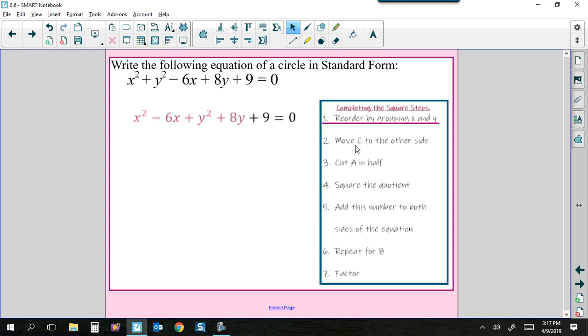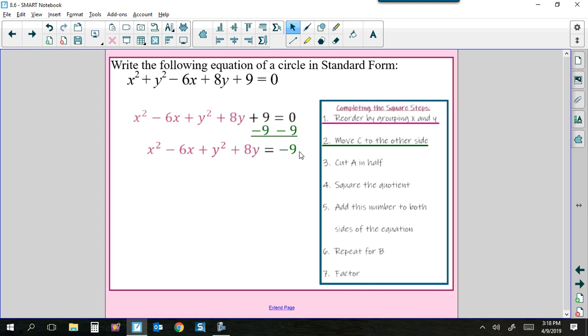The next thing we're going to do is move c, and if you remember, c is that constant number. In this case, we have 9. We're moving it to the other side, so because it's positive 9, you are going to subtract it to the opposite side. So we're going to minus 9, and we end up with a negative 9 on the right side of our equation.